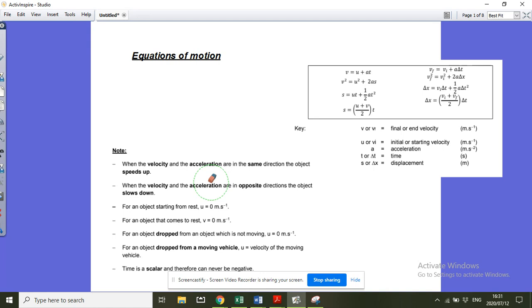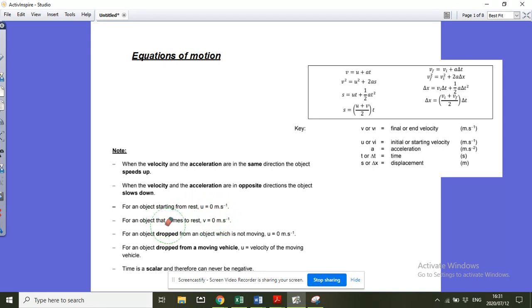Also, please think about these questions logically when you get them. When they say an object is starting from rest, then you know your initial velocity is 0. When an object comes to rest or to a standstill, read the questions nicely, then the final velocity is 0.